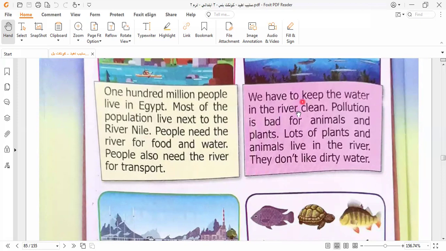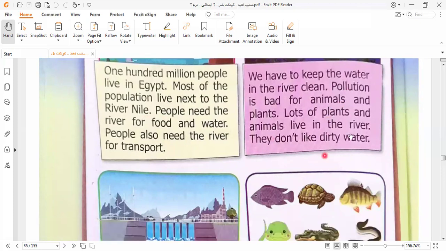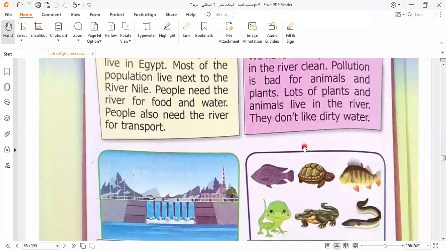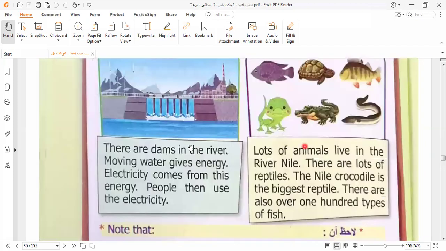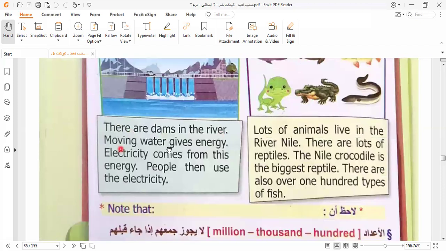We have to keep the water in the river clean. Why? Because pollution is bad for animals and plants. Lots of plants and animals live in the river. They don't like dirty water.